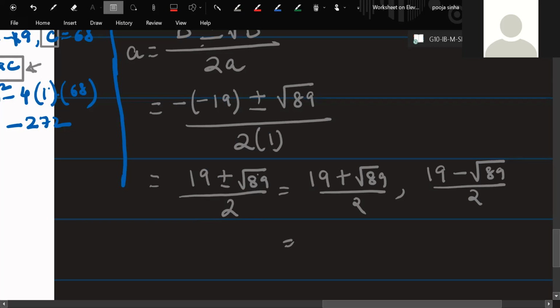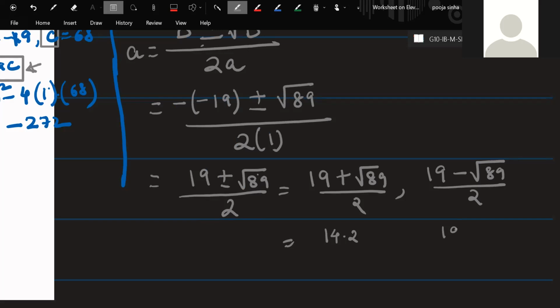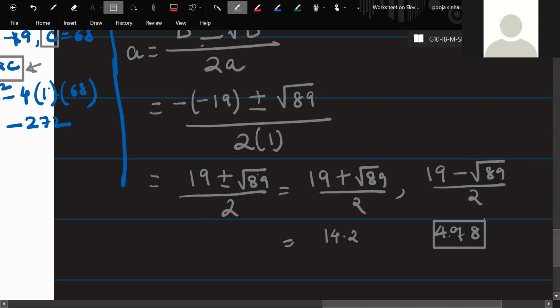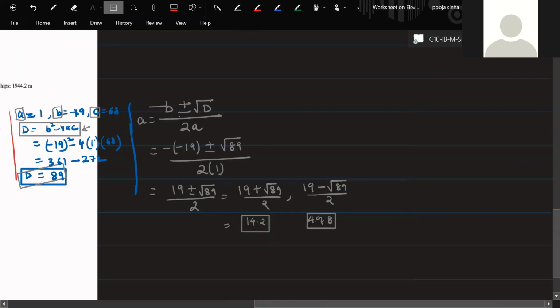No. Right. So divided by 2, you get 14.2. And for this one, it is 19 minus under root of 89, divided by 2. So you get 4.78. These are the two answers, which you get in decimals.